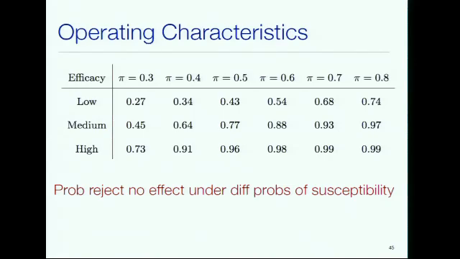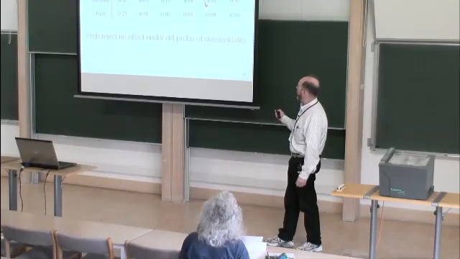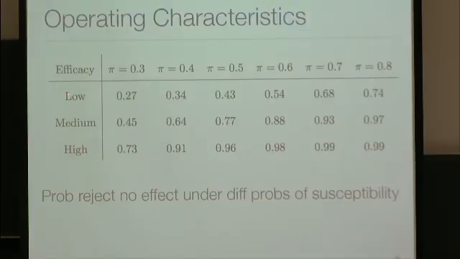And we can produce tables like this for certain proportions of patients who would go on to randomization from 0.3, say, to 0.8, and efficacy being low, a low treatment effect, a medium treatment effect, or a high treatment effect, where those have certain values with respect to how the treatment works. We can produce probabilities of rejecting no treatment effect, so something like power, under different susceptibility probabilities, these pi's.